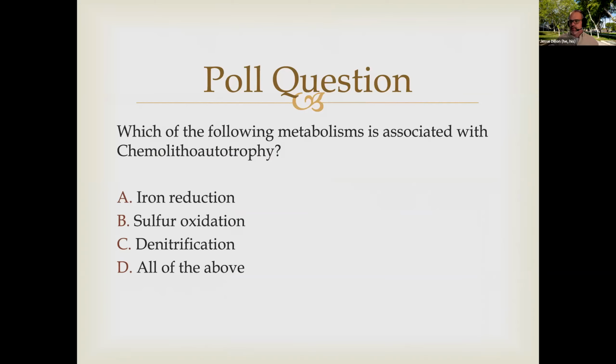So let's have another poll question to make sure we're all on the same page here. Which of the following would be associated with chemolithoautotrophy, what we just talked about? Would it be iron reduction? Would it be sulfur oxidation? Would it be denitrification, or D, all of the above?